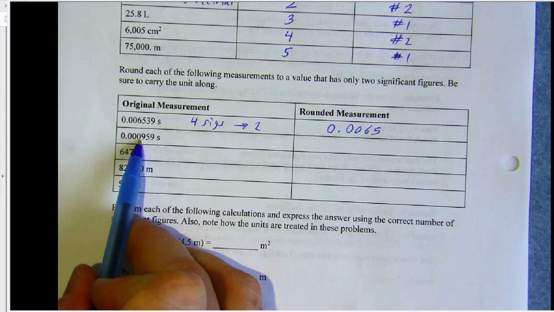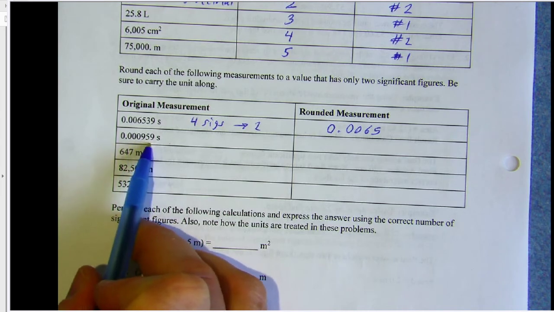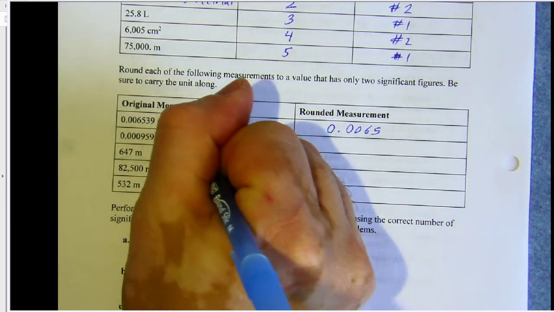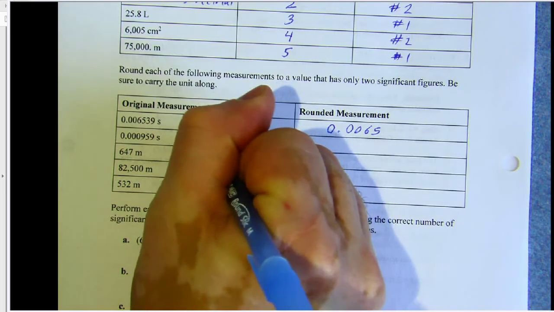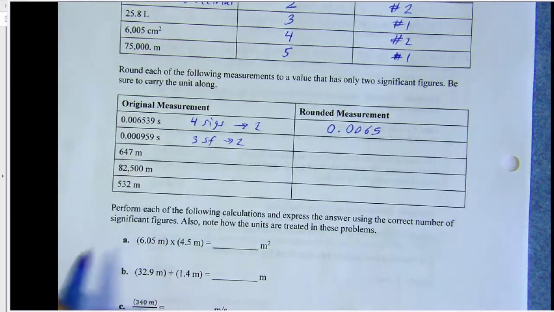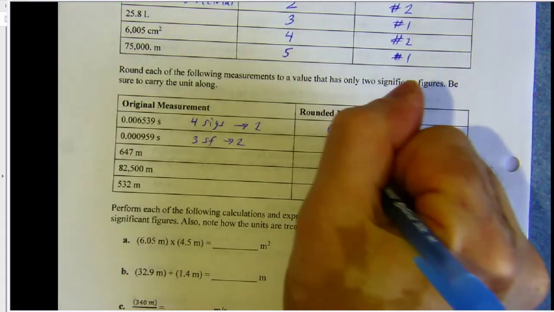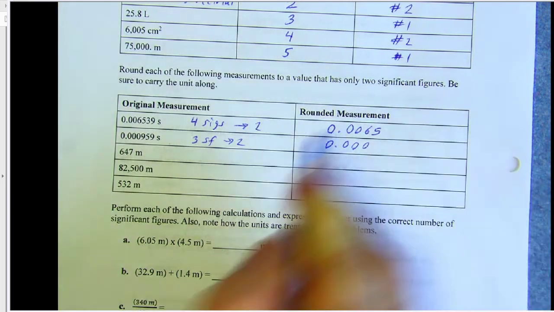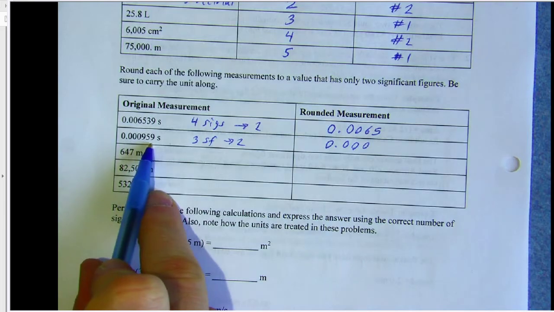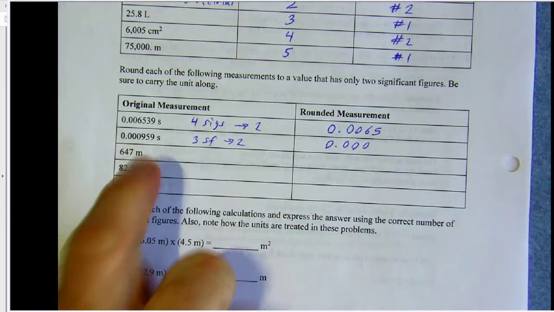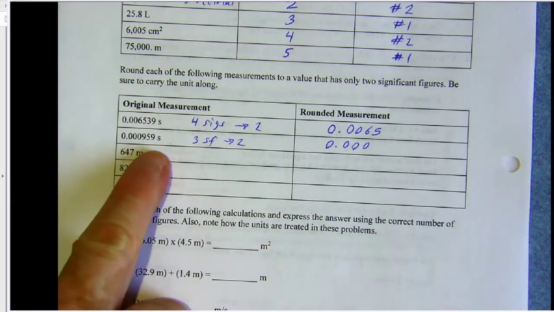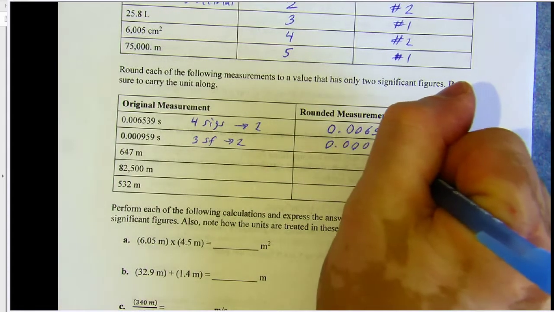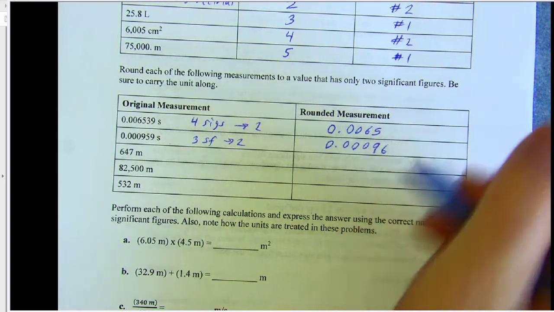Here we've got 1, 2, 3 significant figures, right? So we've got 3 sig figs to go to 2. Let me just write out my zeros. 0.123 zeros. We got 959. Well, if we round to 2 significant figures, that 9 is going to round the 5 up to 6. So we've got 9, 6 here.